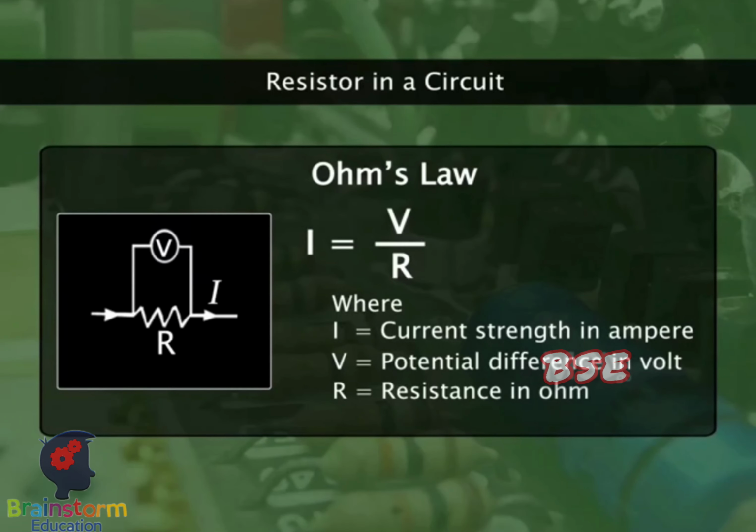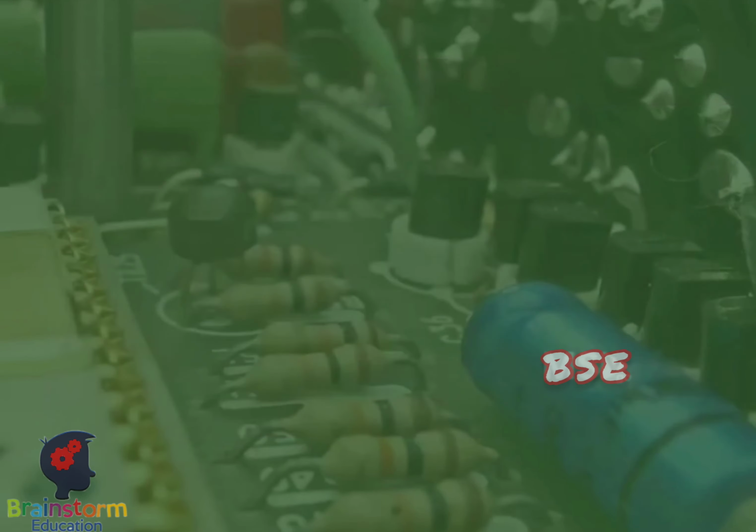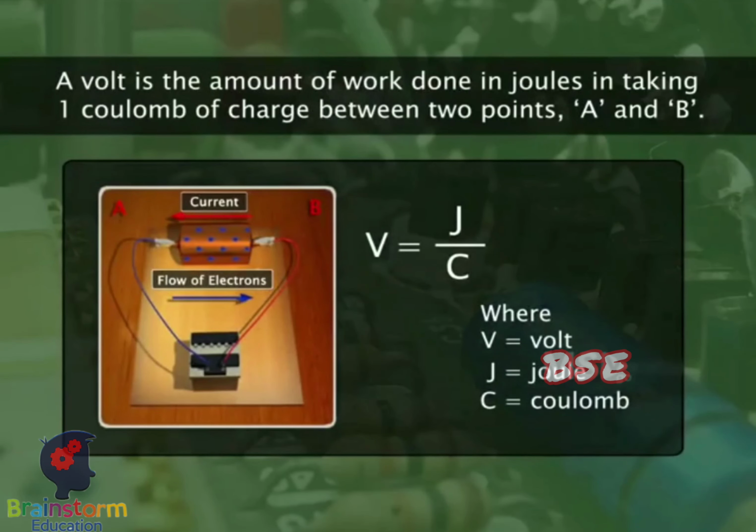Ohm's law governs electric conductance in a metallic conductor. It states that the current is directly proportional to potential difference in the conductor and inversely proportional to resistance in the conductor. The potential difference is measured in volt. A volt is the amount of work done in joules in taking 1 coulomb of charge between 2 points in a conductor.